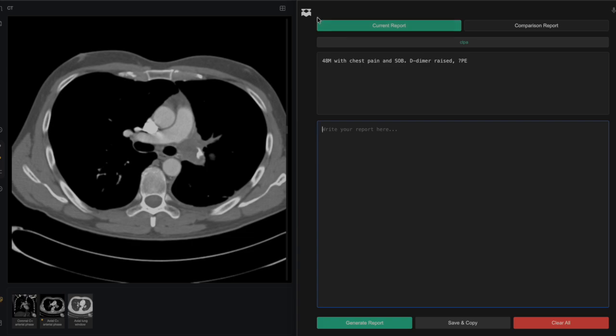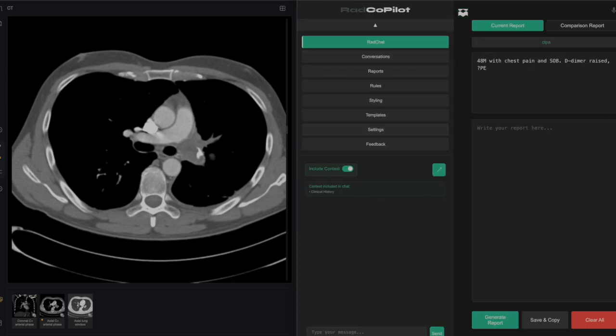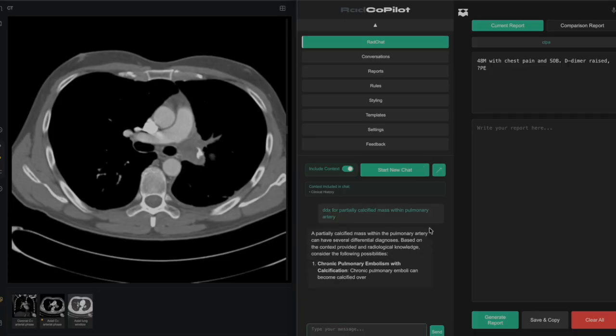Let's try and just formulate our ideas a little bit using RadChat, see if it can help us come up with something here. So why don't we say something along the lines of differential for calcified, or partially calcified mass within pulmonary artery, and see whether it can help us come up.